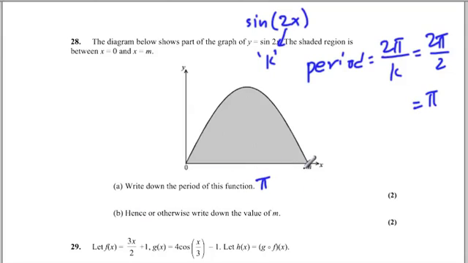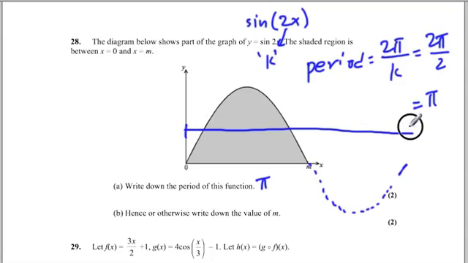Now, hence or otherwise write the value of m, which is over there. So if you observe, this is not a full cycle. This is actually half a cycle. A full cycle would actually go down this way and come up there. So this full cycle, we've already determined that the full cycle, the period, is pi. So if this is half the cycle, this must be pi over 2. So the value of m is simply pi over 2 because it's half the cycle. The full distance is pi, so half the distance must be pi over 2.